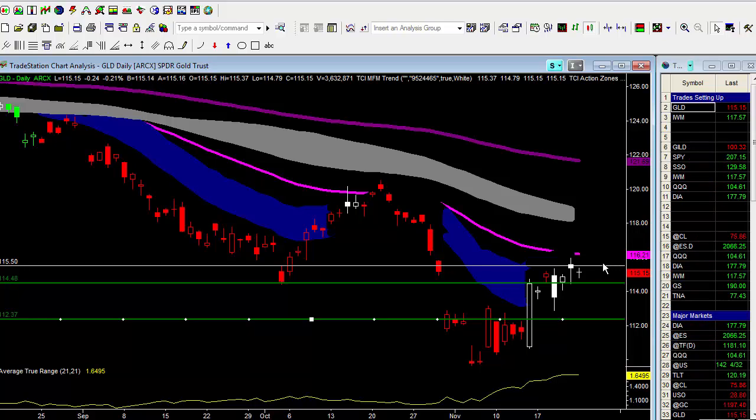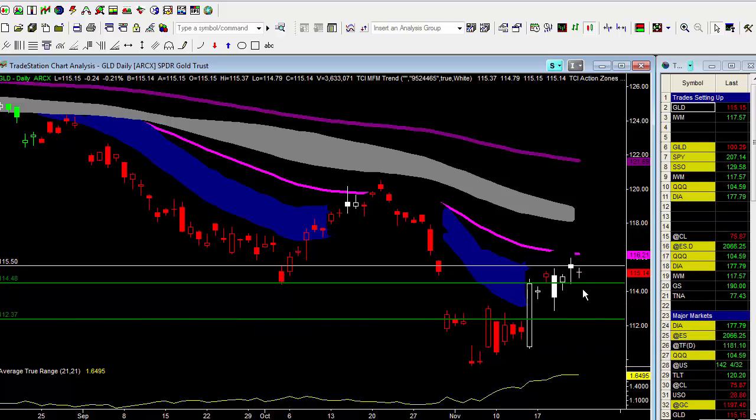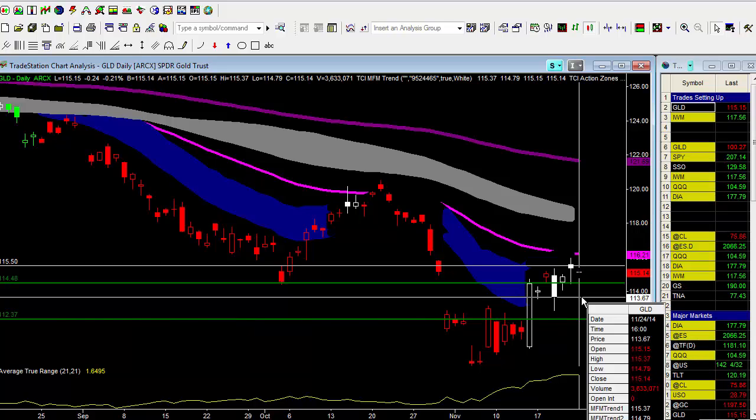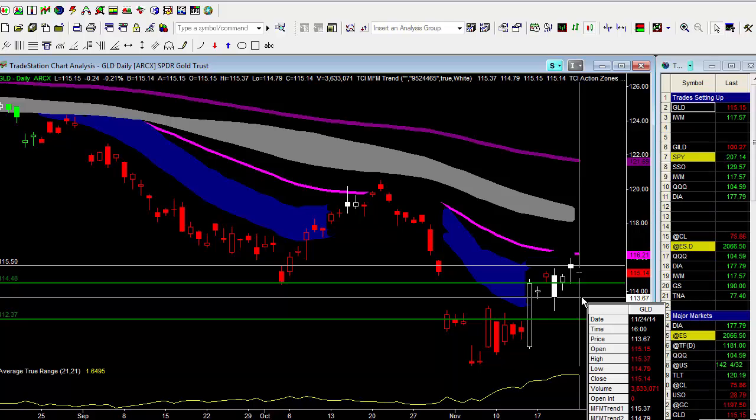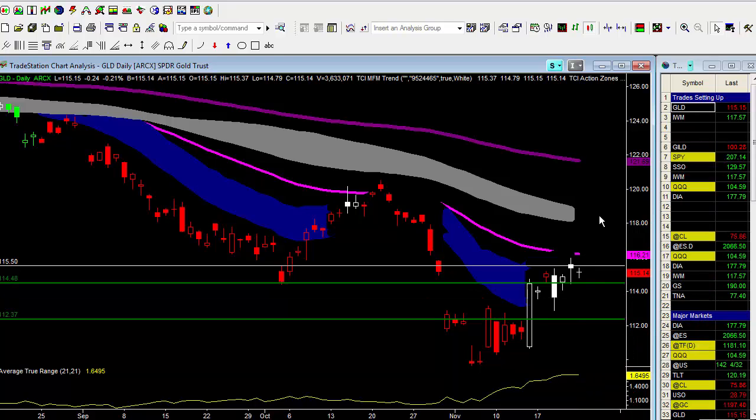There's a big difference between a trade setup and a trigger, okay? A trigger is actually getting in the market. So again, I would need to see the market penetrate down through today's low tomorrow. That would be my trigger to get short.